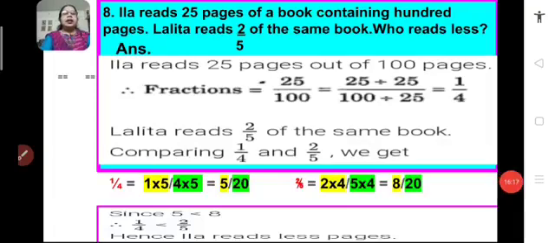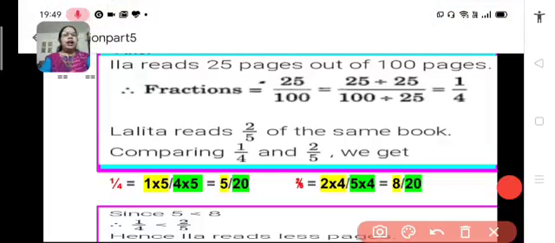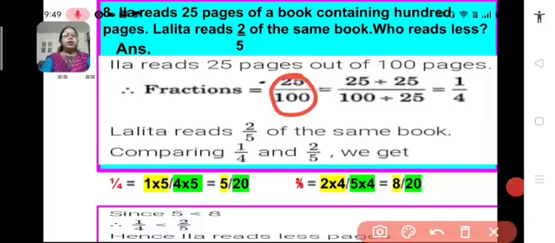Problem 8. Ila reads 25 pages of a book containing 100 pages and Lalita reads 2 upon 5 of the same book. Who reads less? So Ila reads 25 pages out of 100 pages. So what is the fraction? The fraction is 25 upon 100. When we convert this fraction into simplest form by dividing the numerator and the denominator by 25, because 25 is the HCF of 25 and 100, we get 1 upon 4. This is the simplest form of 25 upon 100.